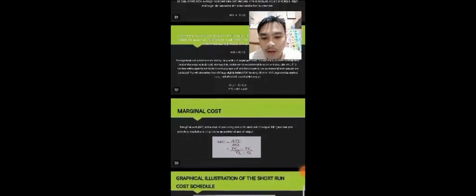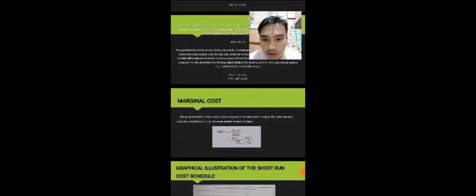So the marginal cost or the MC is the cost of producing one additional unit of output. Marginal analysis asks how much it costs to produce an additional unit of output. So amin ni siya ang formula. The MC is equals to change in TC over change in Q, the TC sub 2 minus TC sub 1 over Q sub 2 minus Q sub 1.